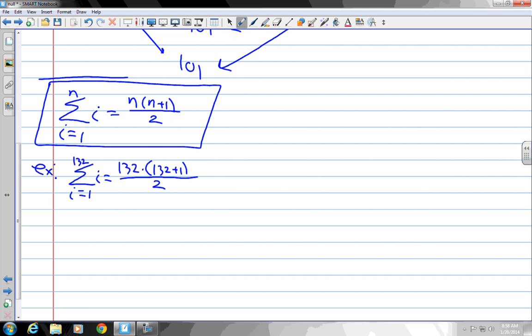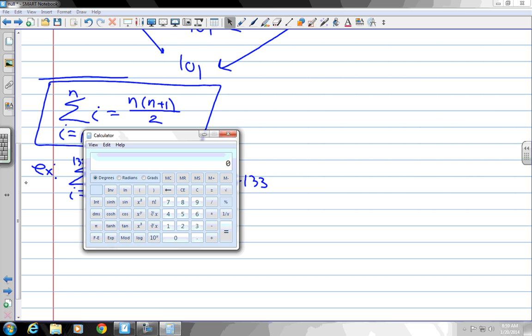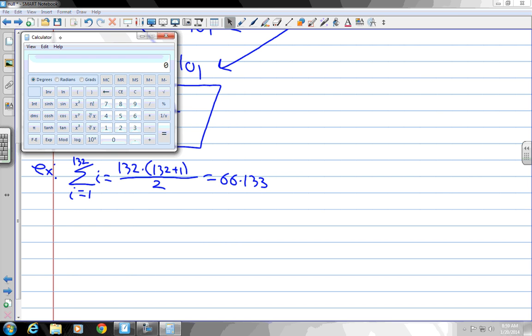So what is that going to be? 132 divided by 2, is that like 66 or so? So this becomes 66 times 133. Now whatever that is, you can plug in a calculator. It's a much simpler computation. So, oh, that's a pretty number, 8778.